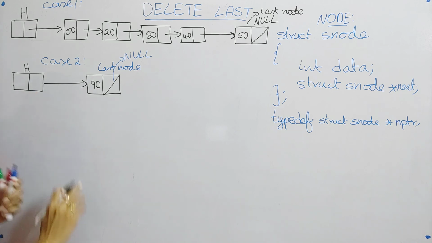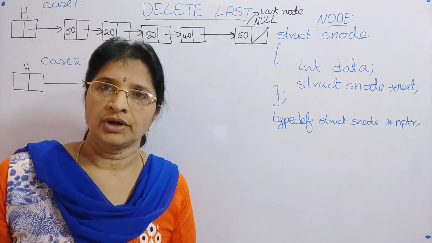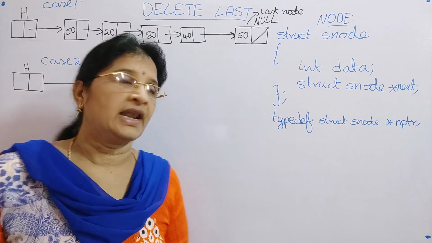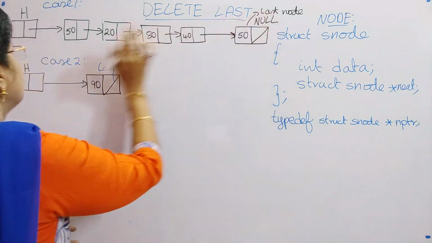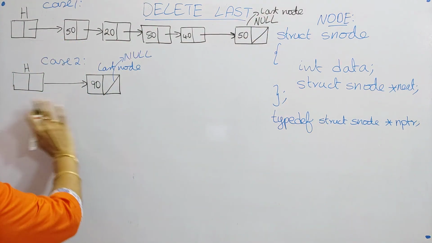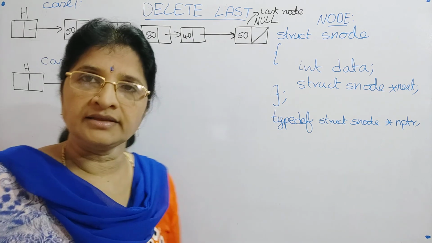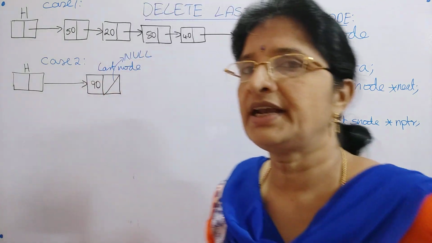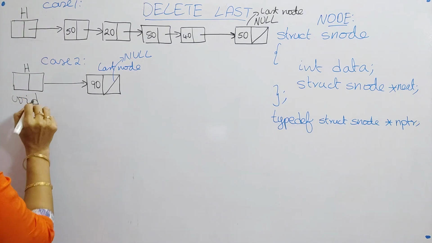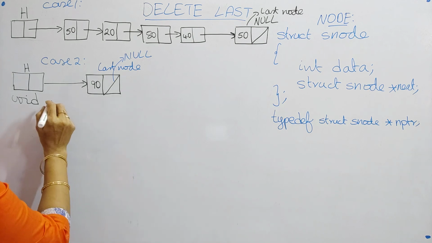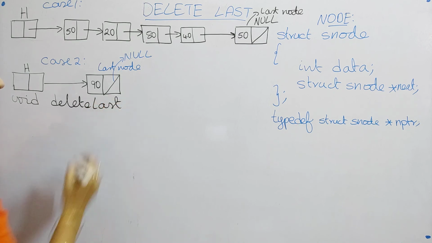So what is the return type? Whenever you want to delete the last node, there is nothing to return, because after deleting the last node, for example, in this case the list contains only 4 nodes, this node will be deleted for us. And suppose the list is empty because this node is deleted, the list will become empty. So there is nothing to return here. So what will be the return type of your function? It will be void. And here I am writing the function as delete last.